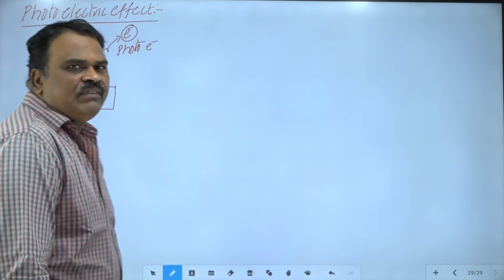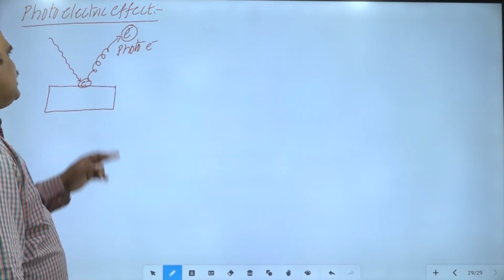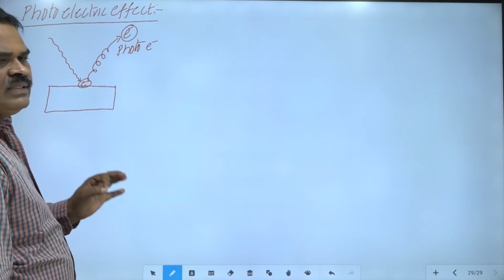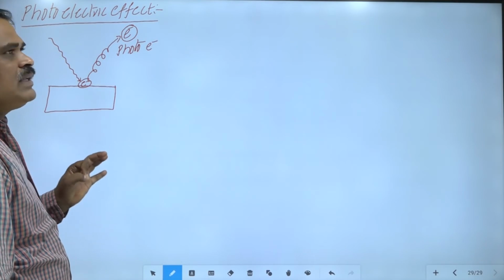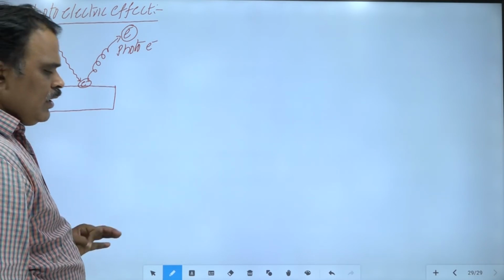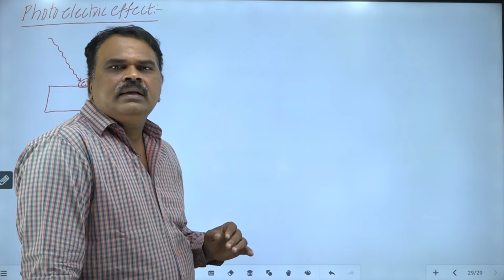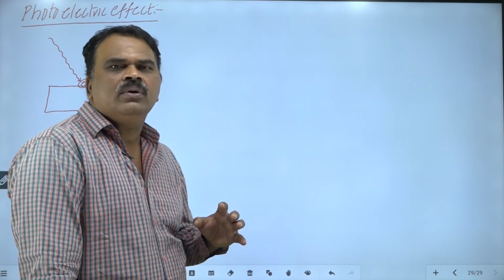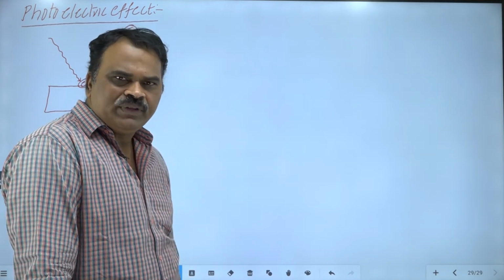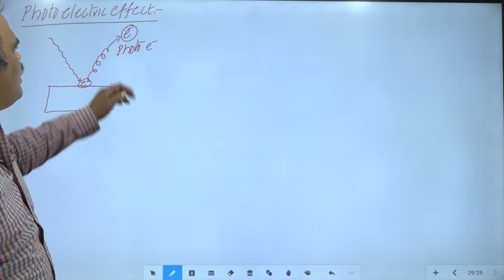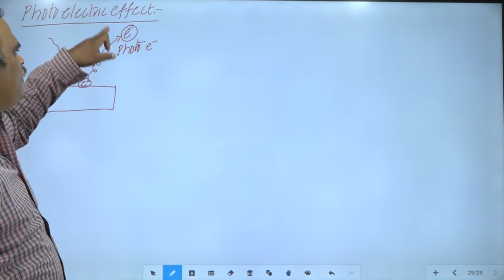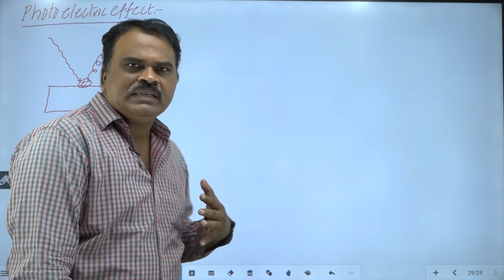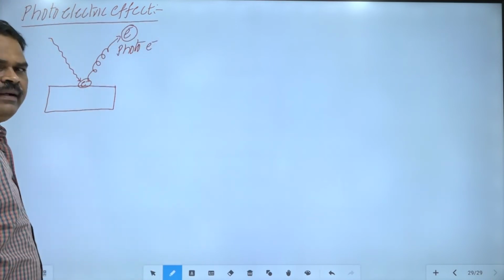What is meant by photoelectric effect? The process of ejection of electrons from the surface of a metal, when a beam of light having suitable frequency passes over the surface of the metal. The ejection of electron is nothing but photoelectric effect. The electron which is ejected from the surface is a photoelectron.